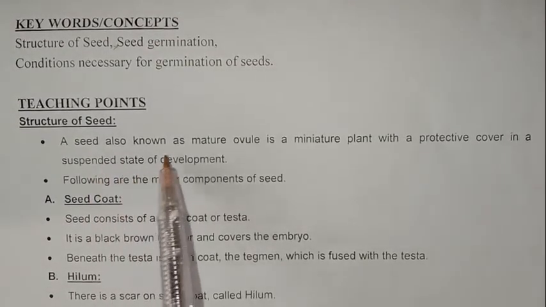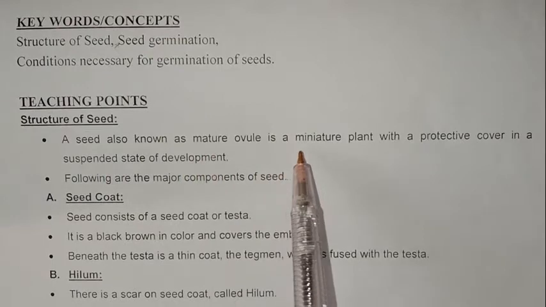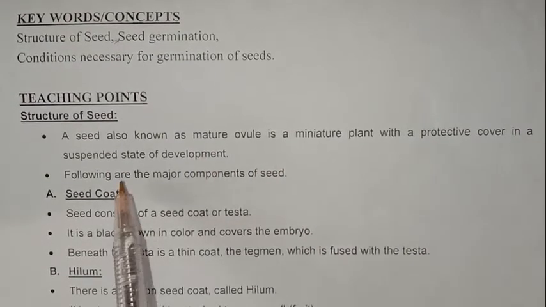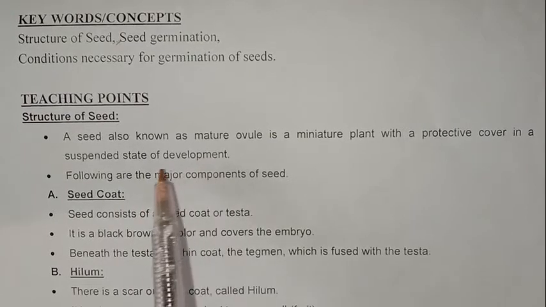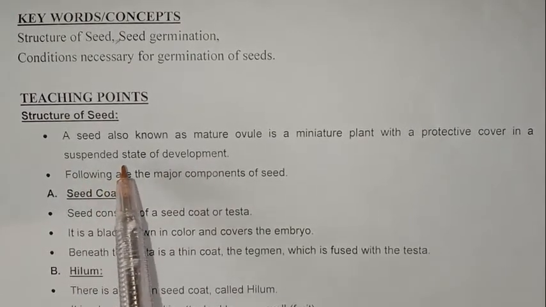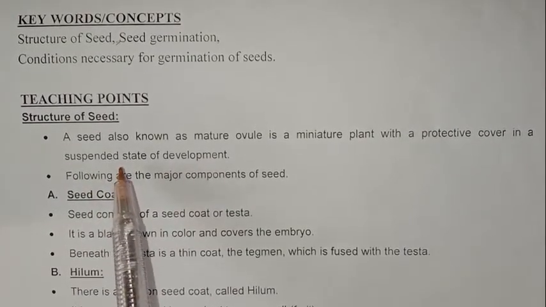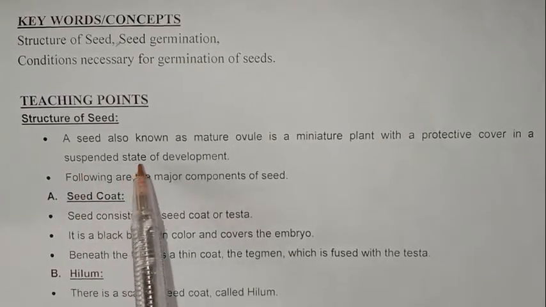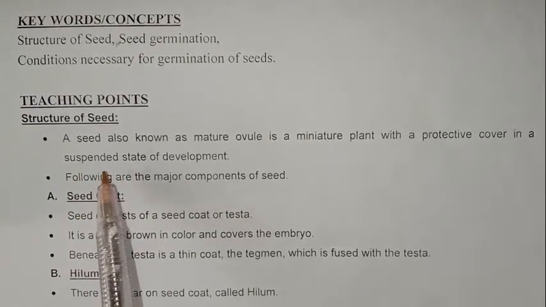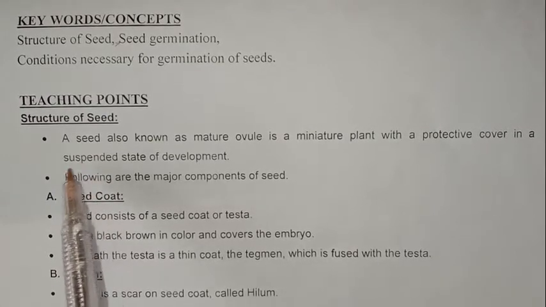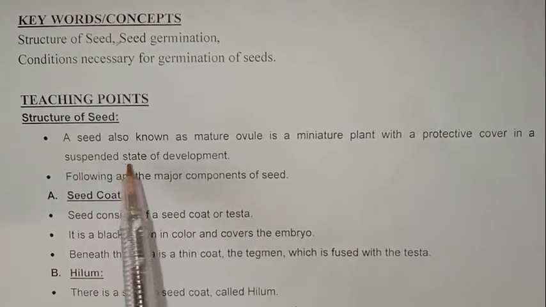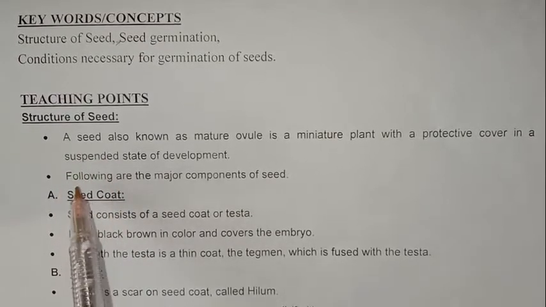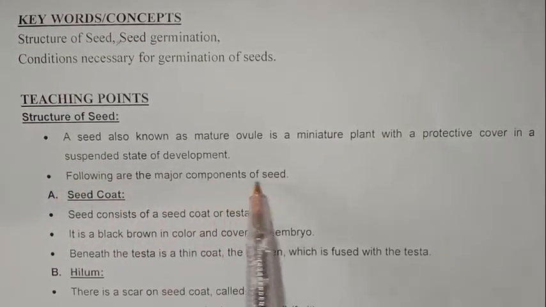A seed, also known as a mature ovule, is a miniature plant with a protective cover in a suspended state of development. Miniature means small. Suspended state means that when we don't dig or keep the seed in the soil, the seed doesn't germinate. Following are the major components of the seed.